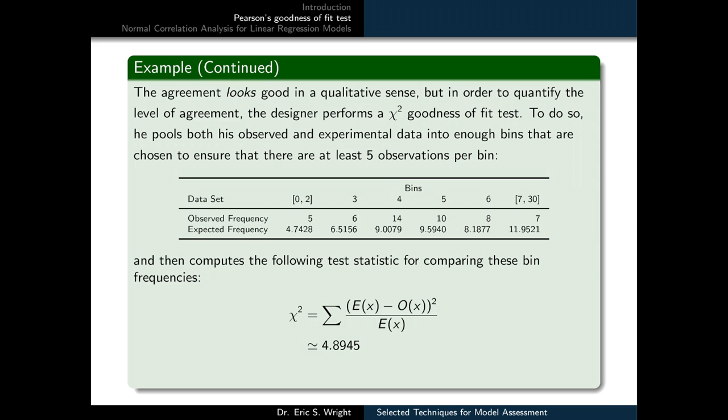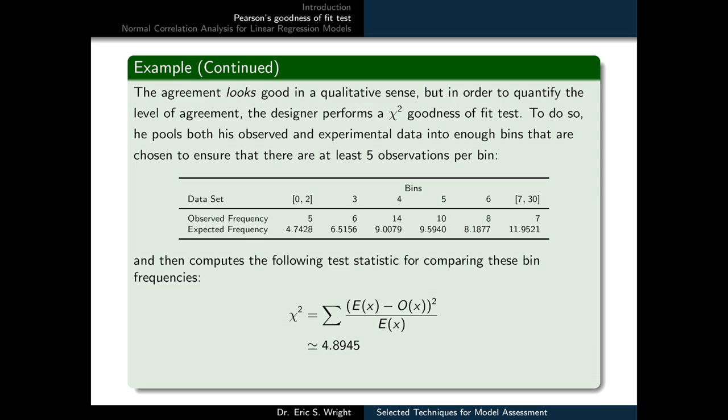The remaining individual values of x equals 3, 4, 5, and 6, those had enough observations in our data set to push them above 5. So we leave them as individual bins just on their own. So the table that we're looking at summarizes those number of observations per bin together with what the binomial distribution predicts that we should expect to see. So those are our O and E values, and we're going to use those to compute a chi-squared test statistic.